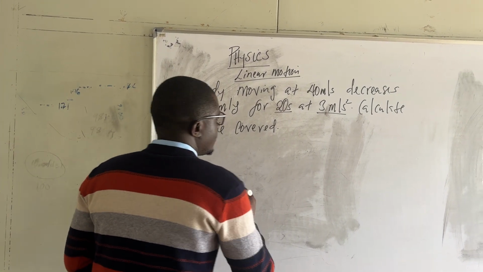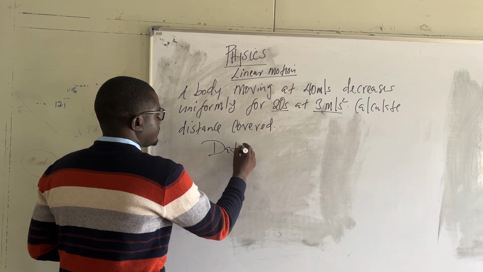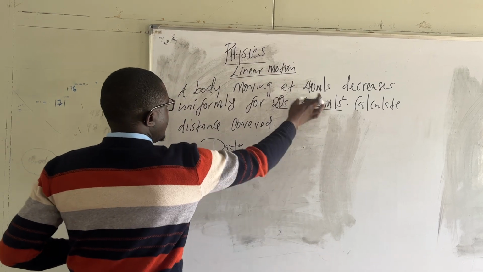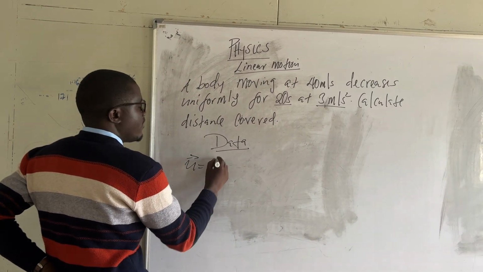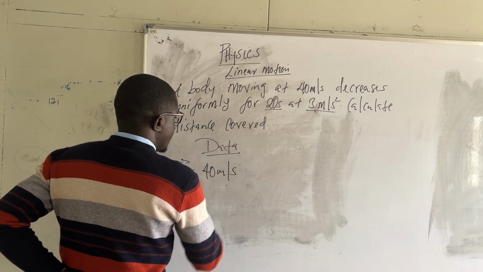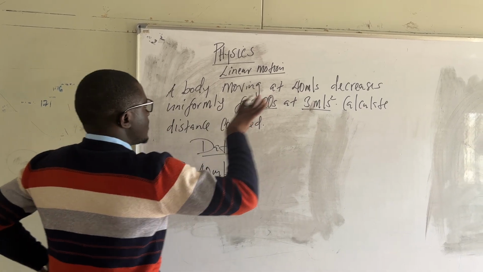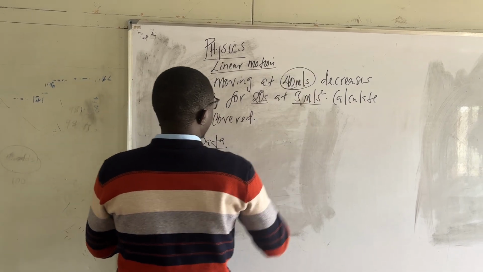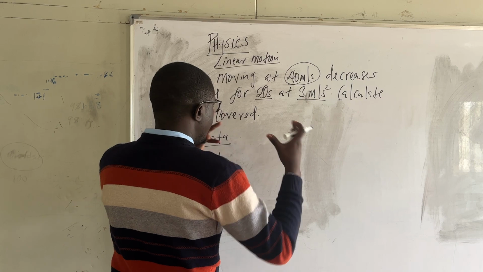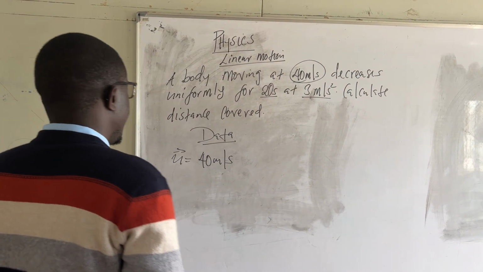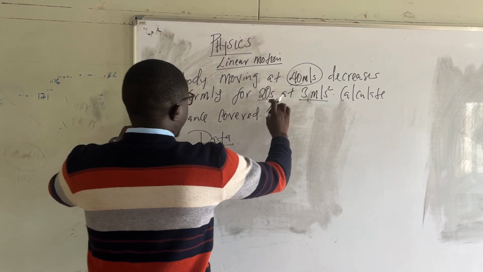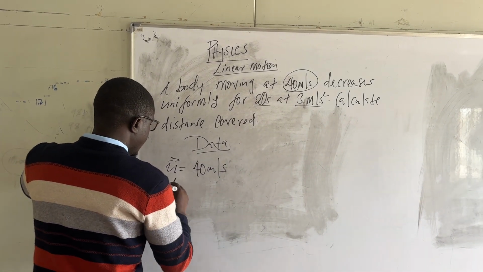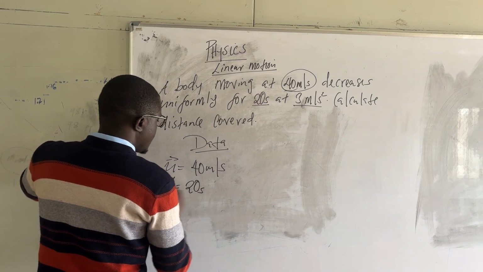First thing first, we are going to gather our data. So, what are we given from this question? We have this initial velocity of 40 meters per second. Since this vehicle was moving and it was decreasing, it was moving with this velocity as the initial, and it started decreasing. We don't know the velocity it was moving at when it decreased. Then we are going to discover that it decreased for 20 seconds. So say time is equal to 20 seconds.